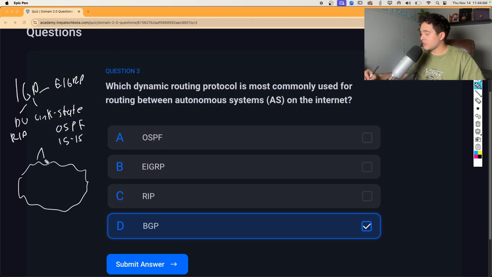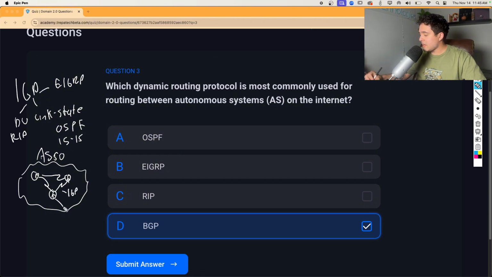So if I have an autonomous system 50 here, this is like an ISP or a data center, or whatever the case may be, a transit autonomous system. We have all the routers in here sharing routes with each other. What's going to be happening inside of here is an IGP doing that routing.